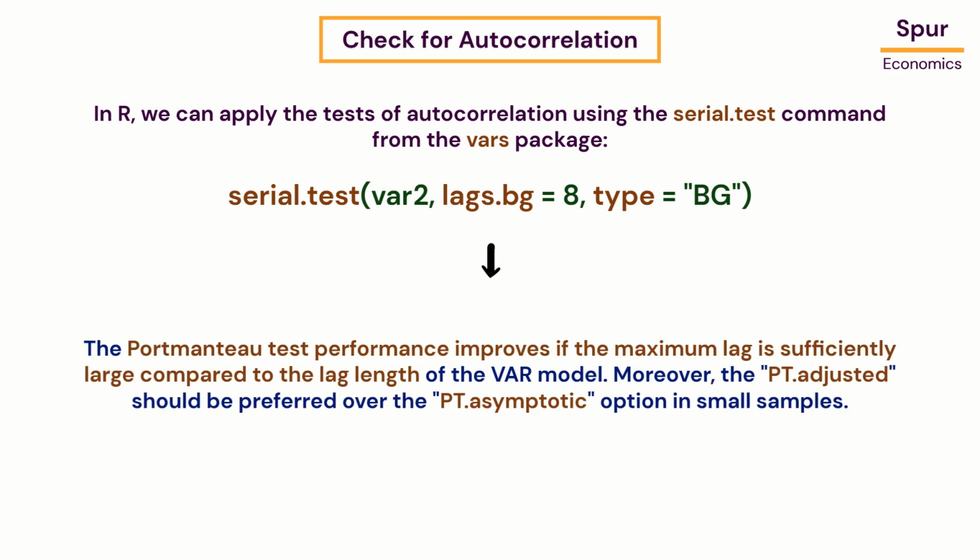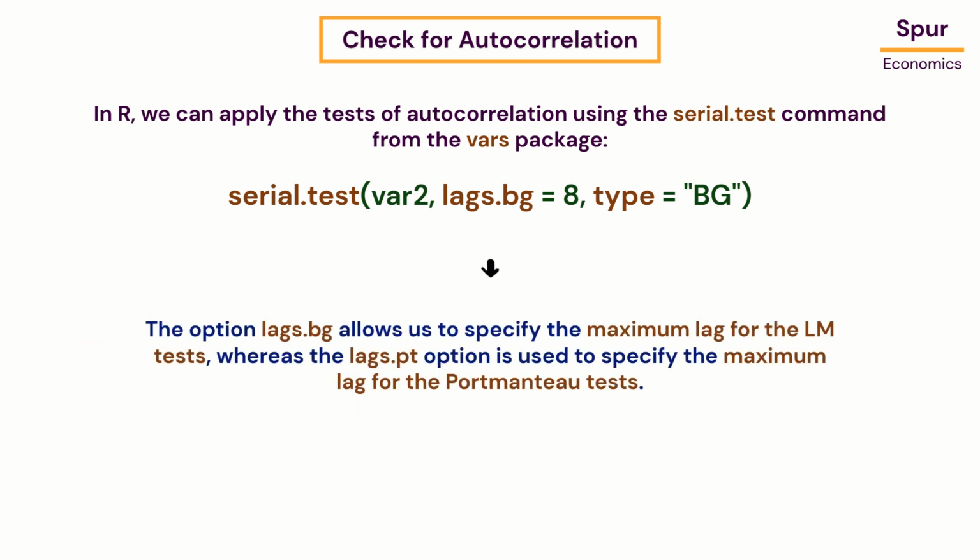The Portmanteau test performance improves if the maximum lag is sufficiently large compared to the lag length of the VAR model. Moreover, the PT.adjusted should be preferred over the PT.asymptotic option in small samples. The option lags.bg allows us to specify the maximum lag for the LM tests, whereas the lags.pt option is used to specify the maximum lag for the Portmanteau tests.